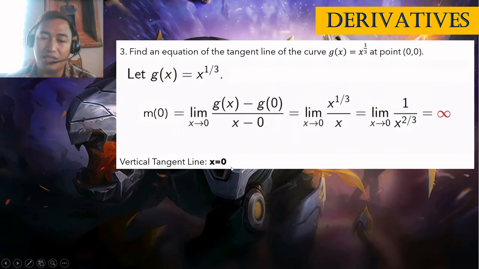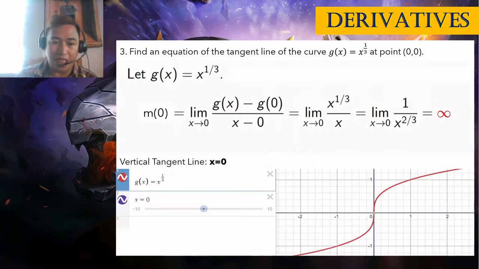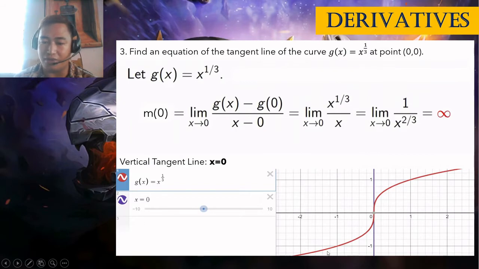So, to see this in our graph, class, g of x is equal to x to the 1/3, the red part. And then x is equal to 0 is the violet line, which is on the y-axis. It is straight on the y-axis, the same as the y-axis actually. So that is its vertical tangent line.